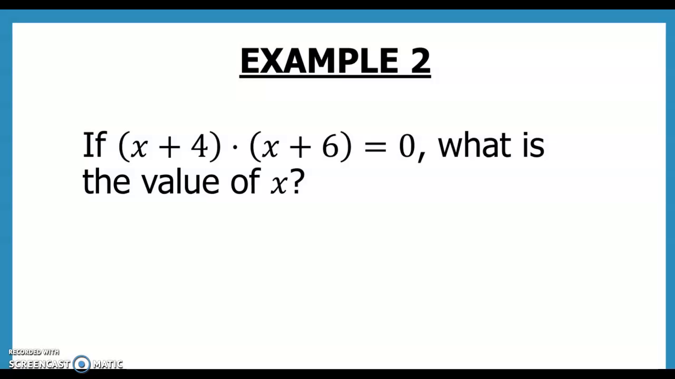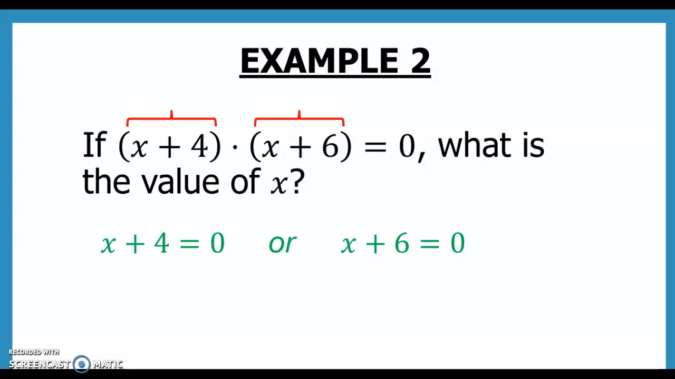So here's example 2. Again, I just have two things that are being multiplied together. There's the first one, there's the second one. So one of those two things has to equal 0. So x + 4 = 0 or x + 6 = 0. I use my simple equation solving strategies. On the first one, I subtract 4 from both sides and I get x = -4. Or in the second equation, I subtract 6 from both sides and I get x = -6. So the zeros of this quadratic function are x = -4 or x = -6.